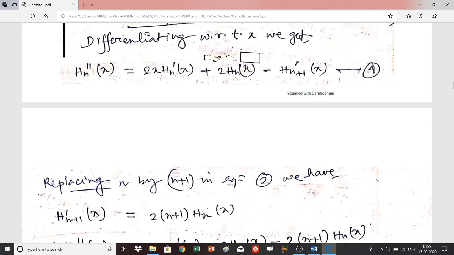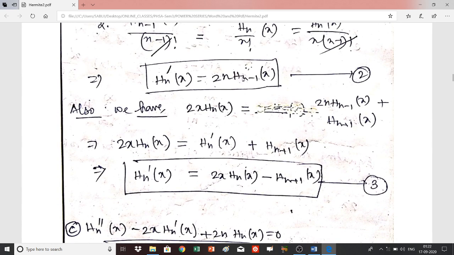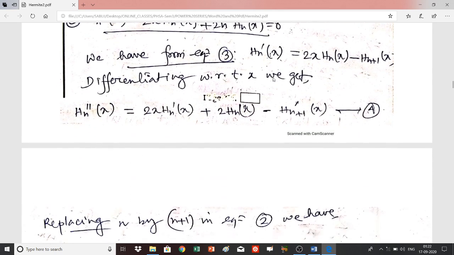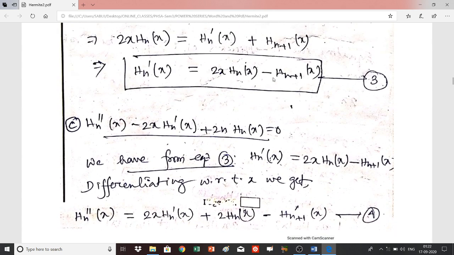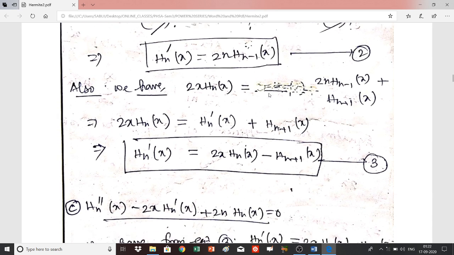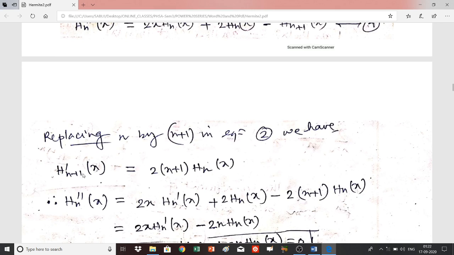Now replacing n by n plus 1 in equation 2, that means in this equation, here is equation 2. In this equation you just replace n by n plus 1. So then what will be the result? The result will be hn plus 1 prime x is equal to 2 into n plus 1 hn x. In this case you replace just n by n plus 1, so that is written here: hn plus 1 prime x is equal to 2 into n plus 1 hn x.